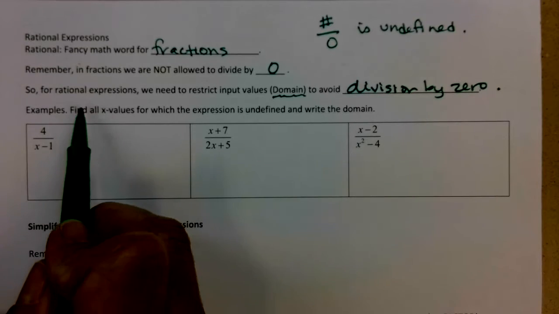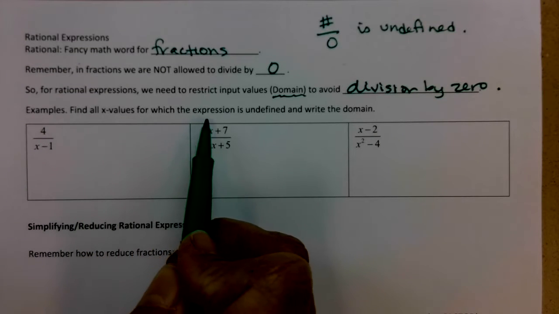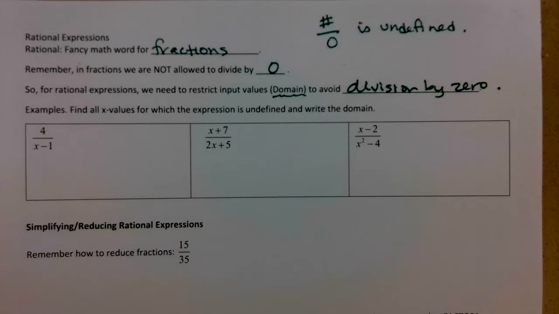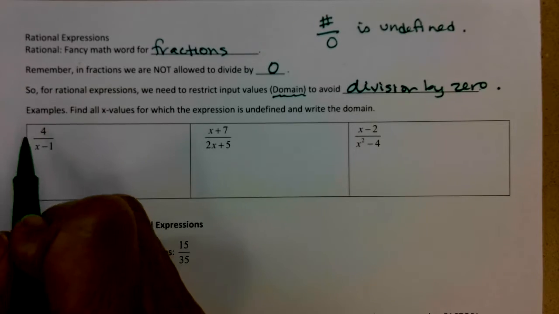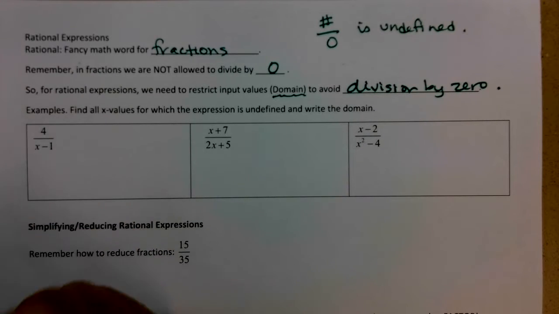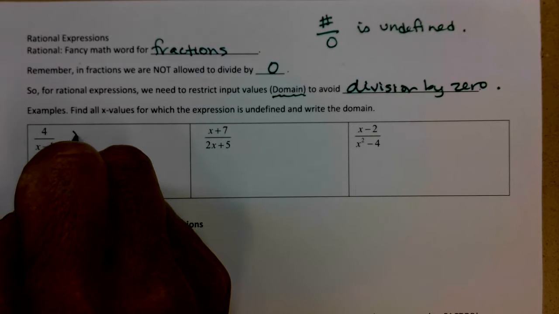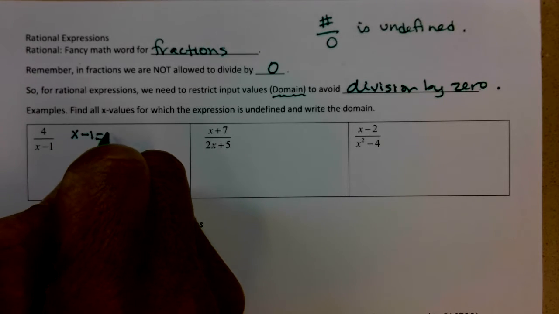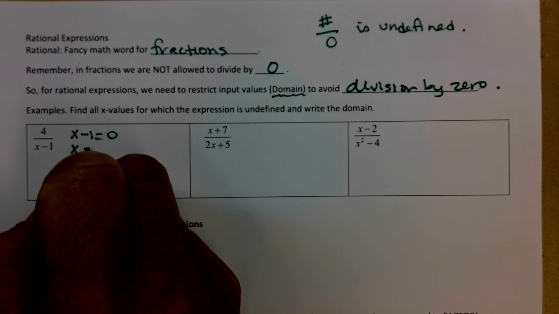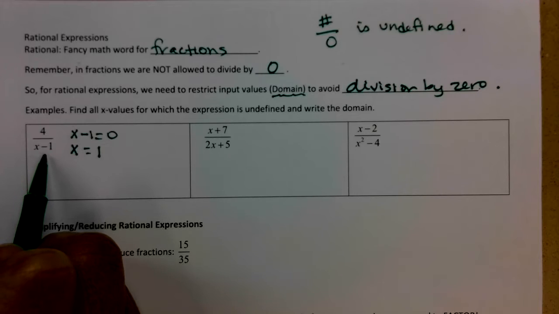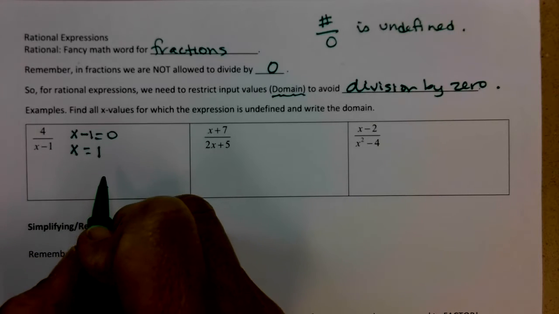Okay, so let's do some examples. Find all x values for which the expression is undefined and write the domain. So here we go. For the very first one, here's a rational expression, 4 divided by x minus 1. So find the x values that make the expression undefined. It's undefined if the denominator is 0. So we set the denominator equal to 0, and we solve for x. So we see that this expression, 4 over x minus 1, is undefined at x equals 1.